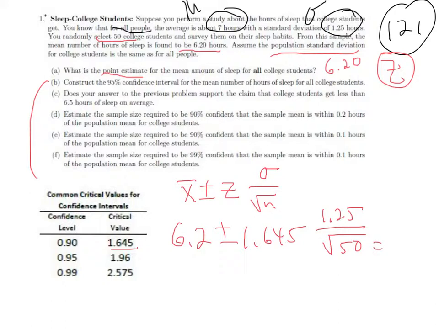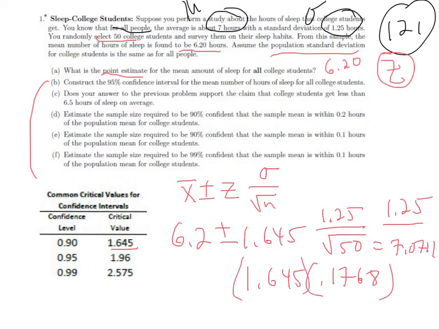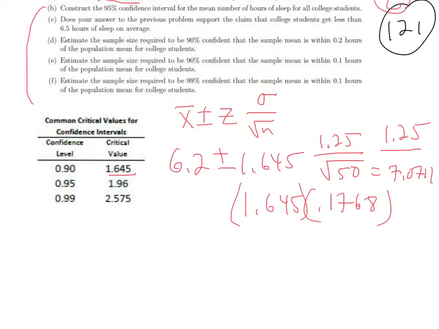So to calculate this, I would find the square root of 50. That is 7.0711 about. Now I'm going to take 1.25 and divide it by that number. That's giving me 0.1768. Now I'm going to multiply that by that z-score number, and that'll give me the margin of error. So I'm getting 6.2 plus or minus 0.291, which I'm going to round to.